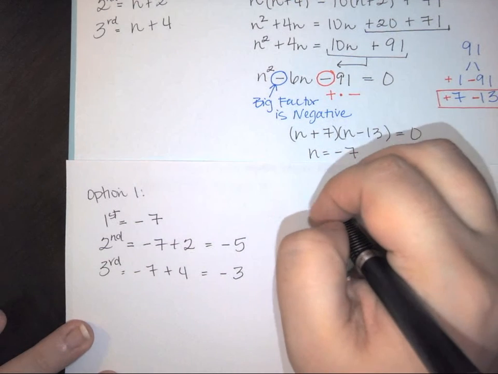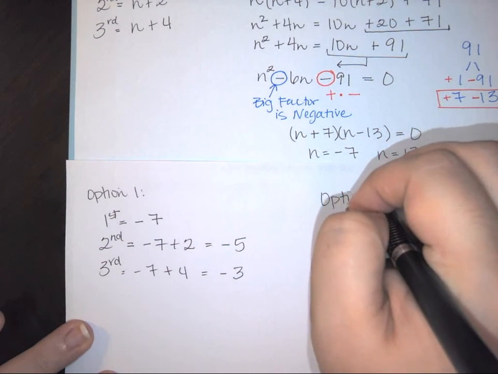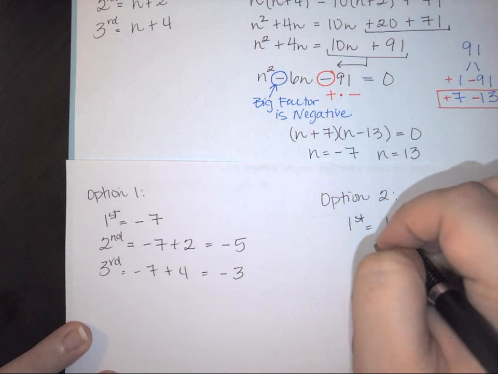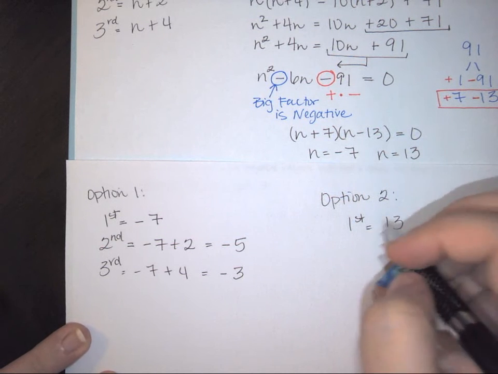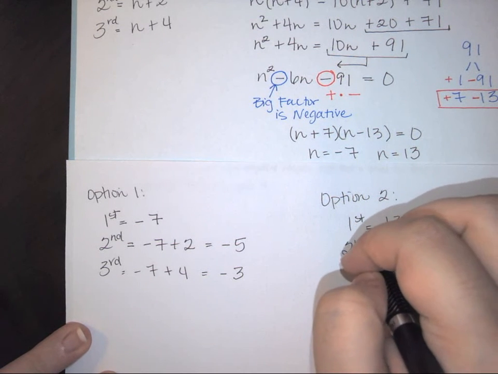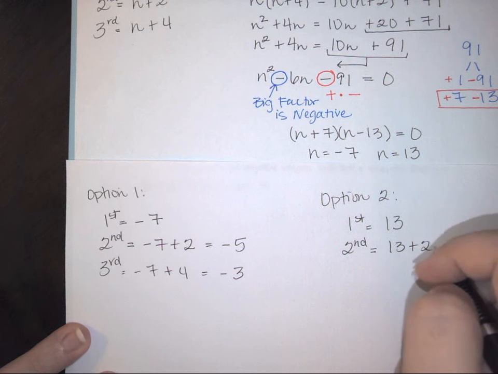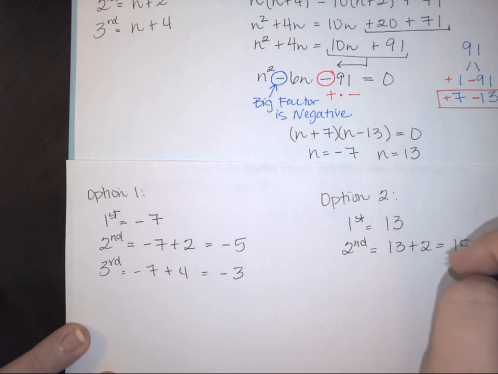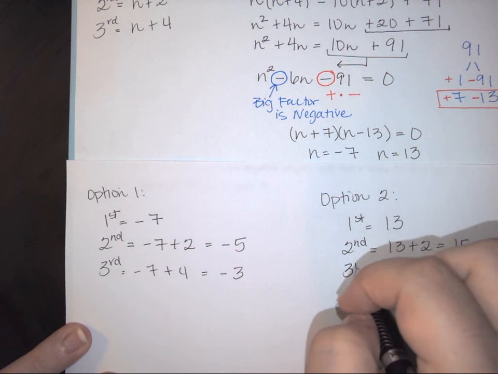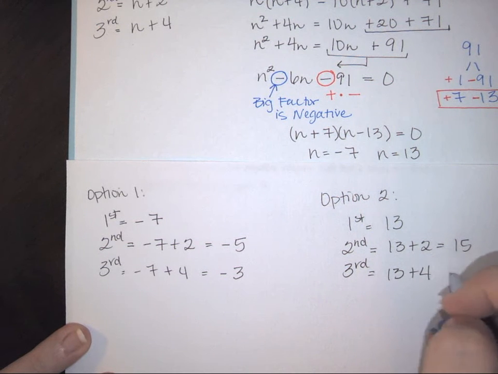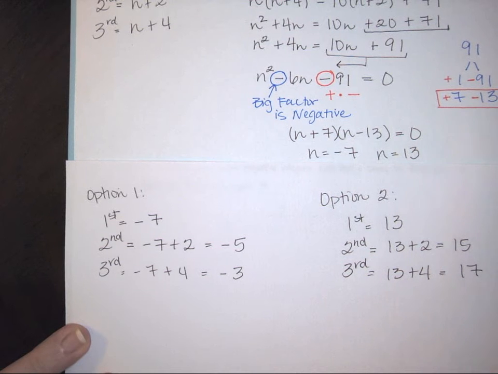My second option is that my first integer is equal to 13. If that's true, then my second is going to be 13 plus 2, which gives you 15, making my third 13 plus 4, which gives you 17.